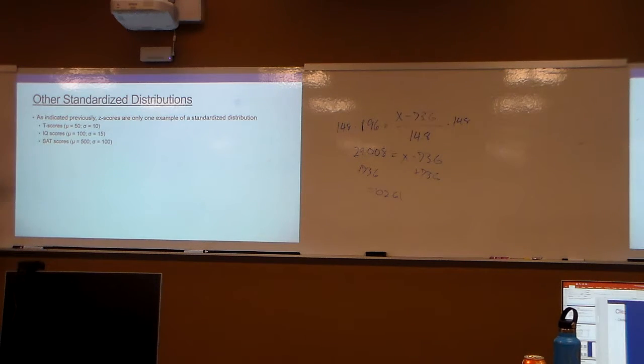Okay. So, I mentioned this previously, but z-scores are just one form of a standardized distribution. Lots of other types of standardized distributions are out there. For those of you in assessment, you're going to be working with t-scores. A t-score is just a standardized distribution with a mean of 50 and a standard deviation of 10. IQ scores are a standardized distribution with a mean of 100 and a standard deviation of 15. SAT scores are a standardized distribution with a mean of 500 and a standard deviation of 100.